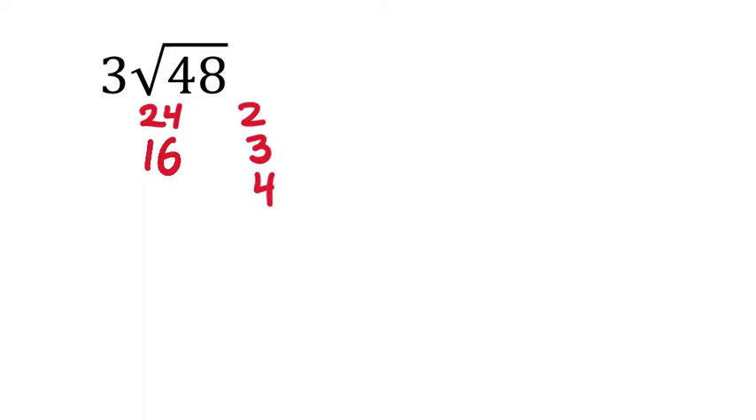Is it divisible by 4? Yep, it is. That'd be 4 and 12. And you see how these numbers are getting closer together. We want them to get as close as possible together. Is 48 divisible by 5? No, but it is divisible by 6. That'd be 6 and 8. And then it's not divisible by 7, but again, 8. Well, we already have that one. Okay, so this is all of our factor pairs for 48. And again, just don't forget that the 3 is there. We'll apply that at the end.